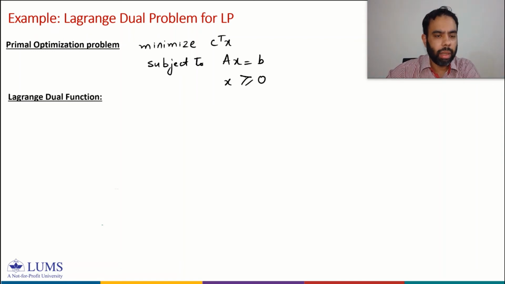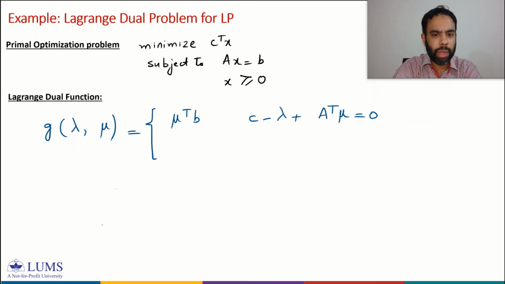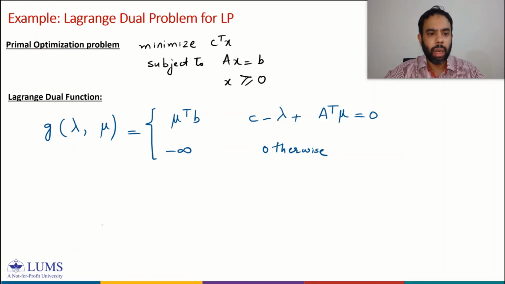So the Lagrange dual function for this primal optimization problem is given by g(lambda, mu), and this is piecewise. It is given by mu transpose b when c minus lambda plus A transpose mu is equal to 0, and minus infinity otherwise. Since the Lagrangian is unbounded below when c minus lambda plus A transpose mu is not equal to 0, we have minus infinity. And when c minus lambda plus A transpose mu is equal to 0, the Lagrangian is the constant mu transpose b, and when we take the infimum over the Lagrangian, we get mu transpose b.